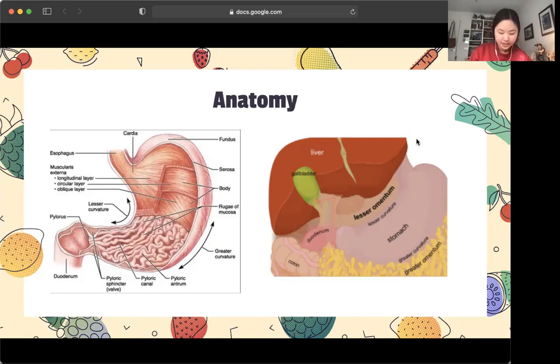And then we've got the greater, so this is longer. It's attached to the gastrosplenic ligament and the greater omentum. It's supplied by the short gastric arteries and the right and left gastroepiploic arteries.